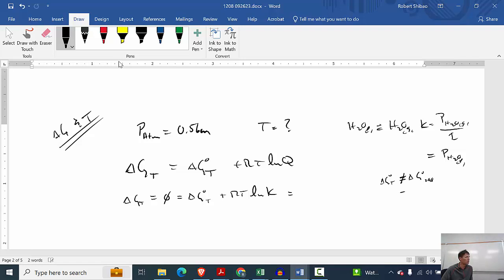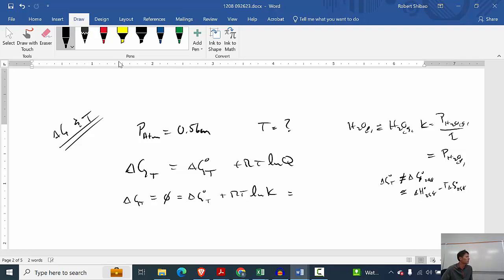Delta G naught at temperature T is about equal to delta H naught at 298 minus T delta S naught at 298. And so the reason that for the first one we can't assume that they're close is that the delta H and the delta S are the same. We'd use the exact same delta H and the exact same delta S to calculate delta G naught at 298, but the big difference is the T. The T is going to be totally different, and so that means that the delta G will be totally different.